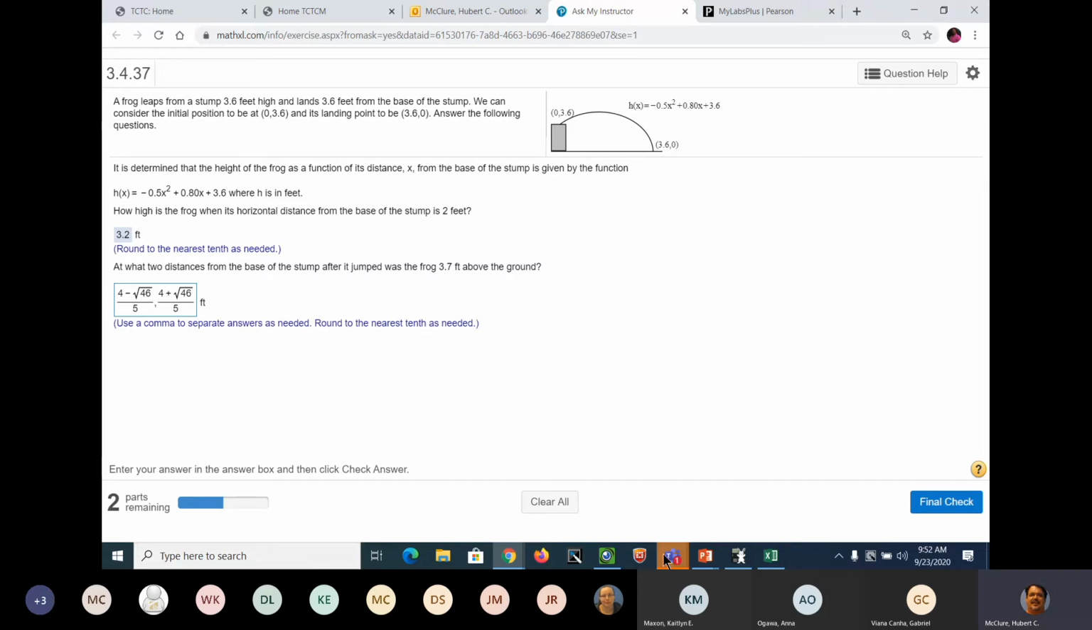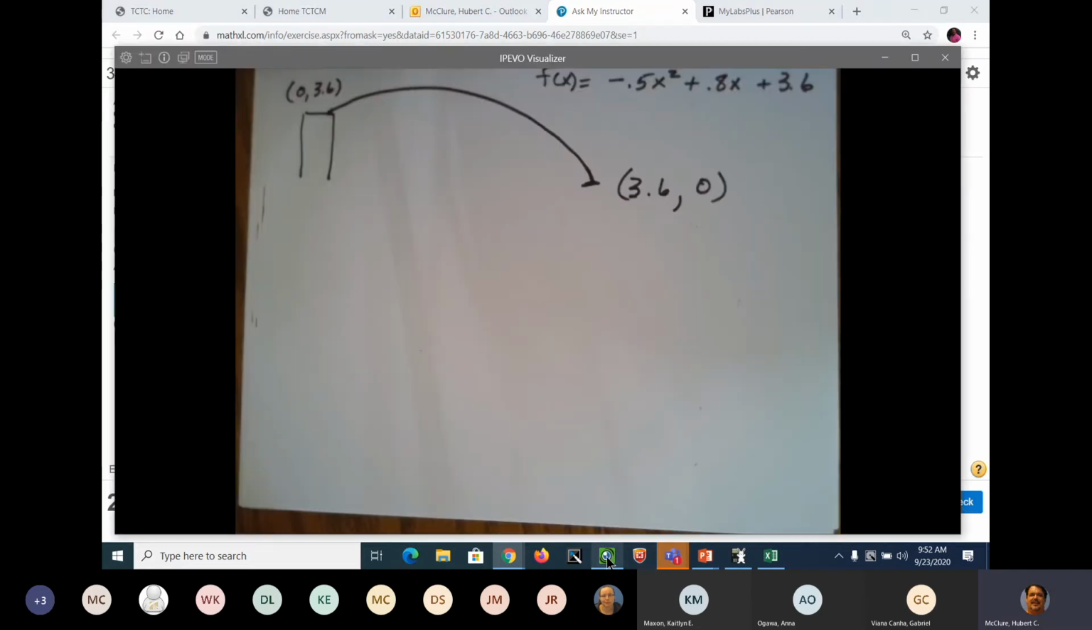Okay, so here's what they got. I just drew this right here. And it says we can consider the initial position and its landing point. It is determined the height. How high is the frog and its horizontal distance from the base at 2 feet? Well, first of all, I'm going to go over here and I'm going to show you what I've drawn. And I'm going to label a couple of things.